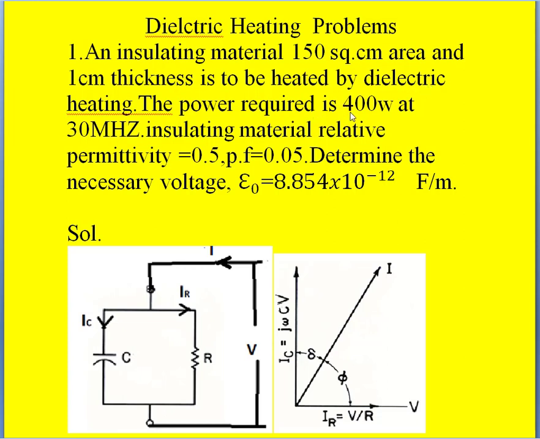150 square centimeter area and 1 centimeter thickness is to be heated by dielectric heating. The power required is 400 watts at 30 megahertz frequency. The insulating material relative permittivity is given as 5 and the power factor of the material is given as 0.05. Determine the necessary voltage to get this power, and assume the absolute permittivity of the material as 8.854 into 10 power minus 12 farads per meter.